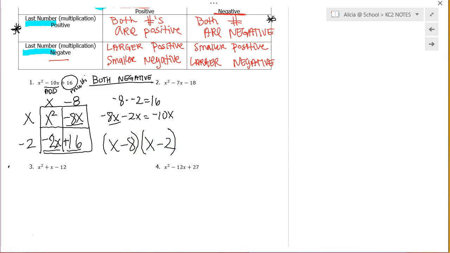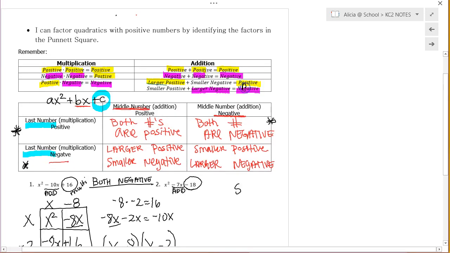Looking at number 2, I have an x squared minus 7x minus 18. Well, now my last number is negative. So I'm going to be looking at that last column when the last number is negative. And that middle number that I add to is also a negative. So that means that I need the larger negative and a smaller positive.